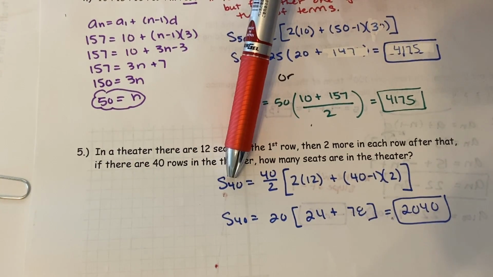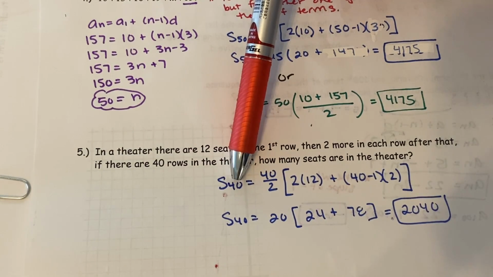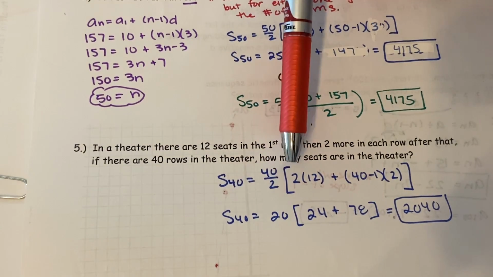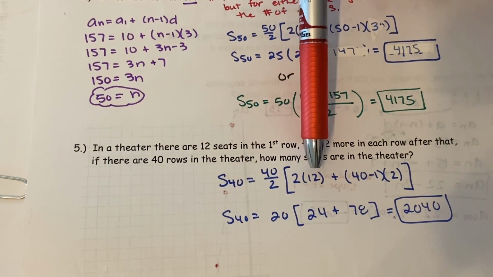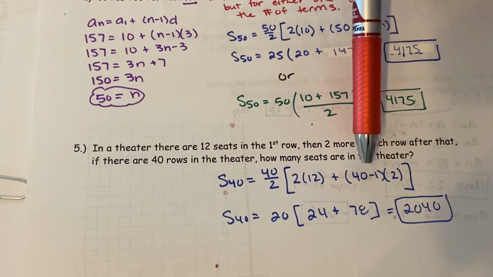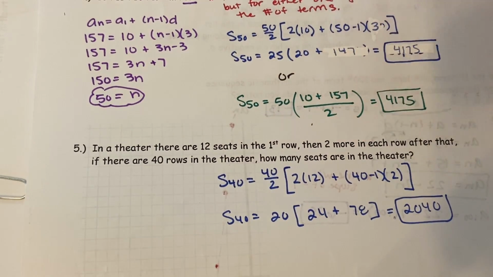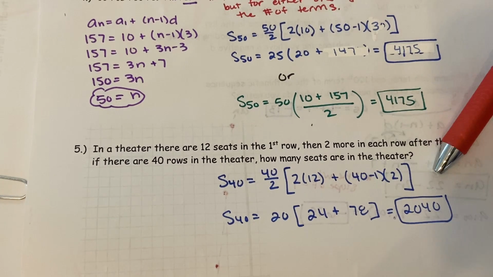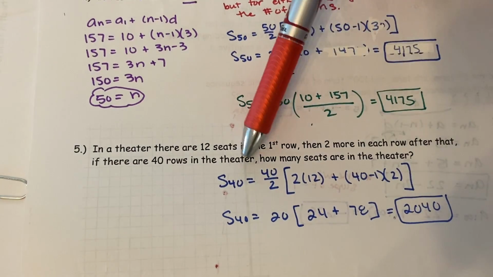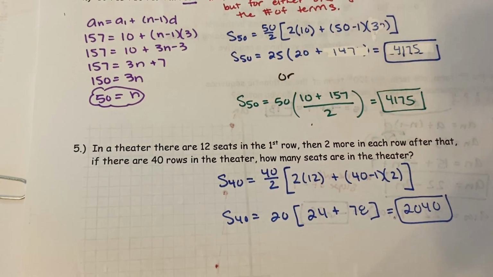My sum formula is S sub 40, I want the sum of the first 40 rows, is equal to, I'm going to take my n over 2 times 2 times the first number in my list plus n minus 1 times my common difference. I chose to use the first formula on this one because I didn't want to figure out how many seats were in the last row. I had all the information for the first formula, so it's easier for me to use the first formula.